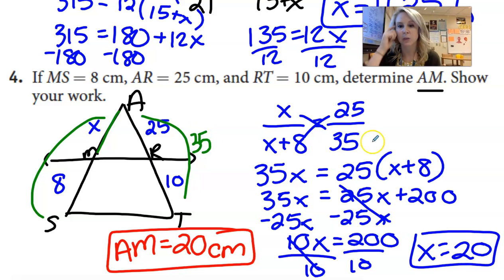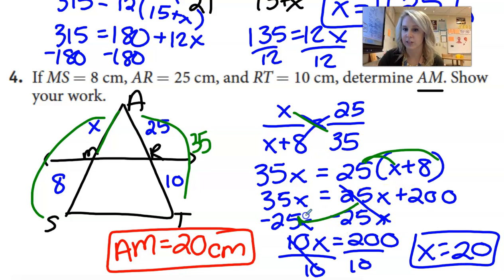Okay. This one was a little bit tricky because you had two variables. So you had to do x times 35 and get 35x, and then 25 times x plus 8. Distribute to get 25x plus 200, and in this case we had to get our variables to the left side, and so subtract 25x, and you ultimately get 20, and so AM is going to be 20 units long. Okay, so that's an example of how we can use similar triangles to set up a proportion and solve for a missing side.